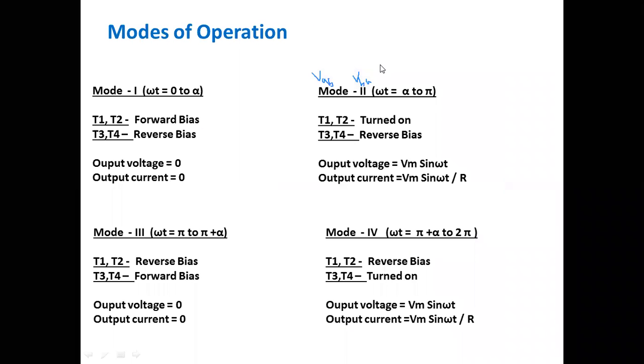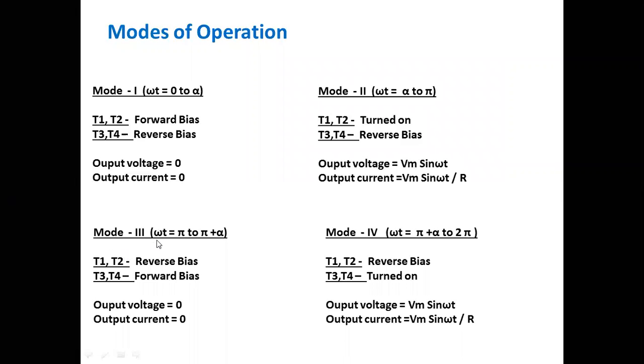Now I have written all the modes of operation here for your consideration. That is mode 1: T1 and T2 are forward biased, T3 and T4 are reverse biased, output voltage and output current are 0. Mode 2, omega t is equal to alpha to pi: T1 and T2 are turned on, T3 and T4 are reverse biased, so the output voltage is Vm sin omega t, and the output current is also Vm sin omega t by R.